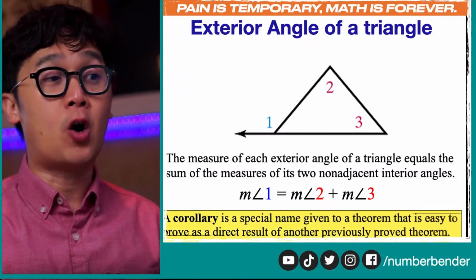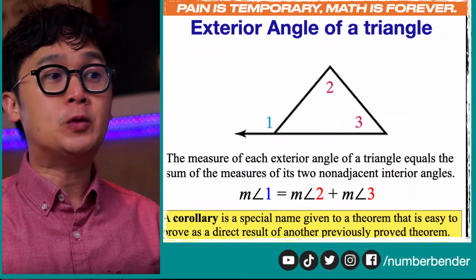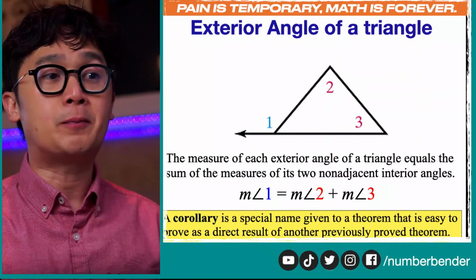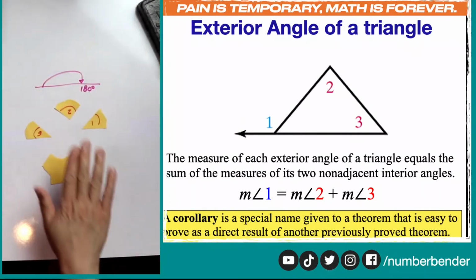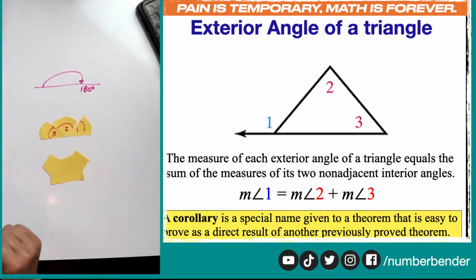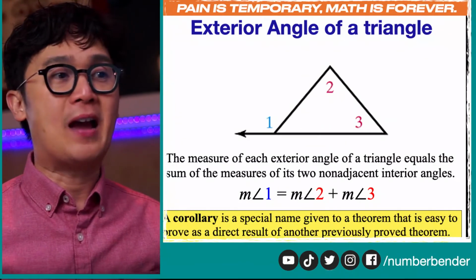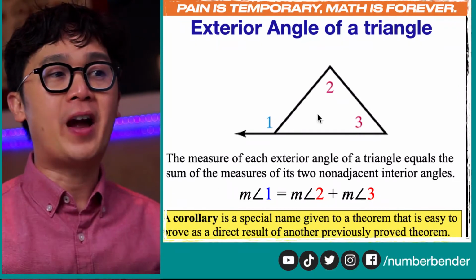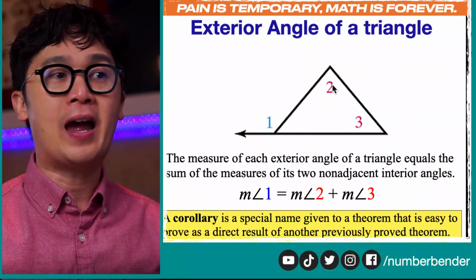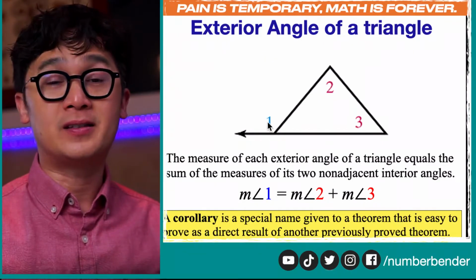And by definition, a corollary is a special name that we give to a theorem that is easy to prove as a direct result of another previously proved theorem. So we're able to prove this particular theorem in our triangle. Now we have a corollary, which is a theorem that is easy to prove because of the theorem that we have previously proved from the first theorem that we have. So remember that if we want to find the measure of this angle, all we need to do is to add the two non-adjacent interior angles, and that will give us the measurement of this exterior angle.